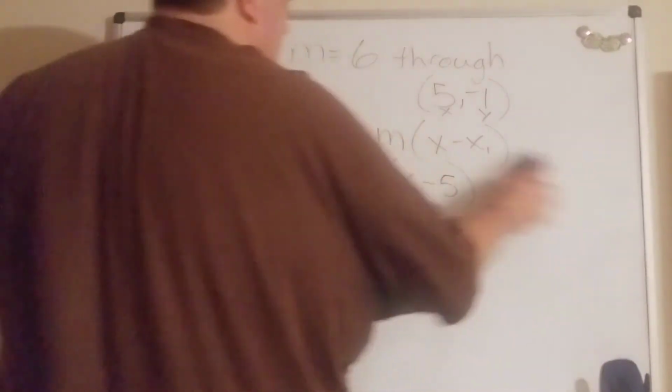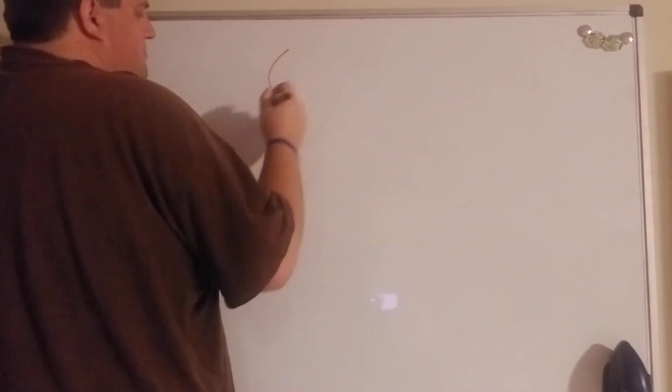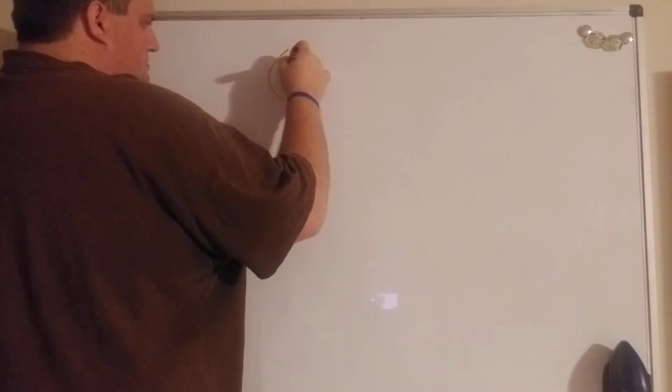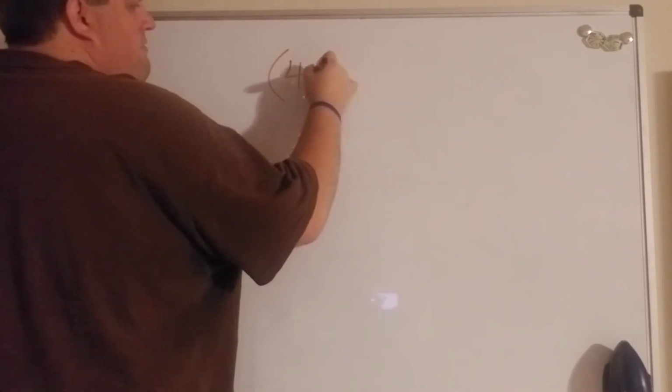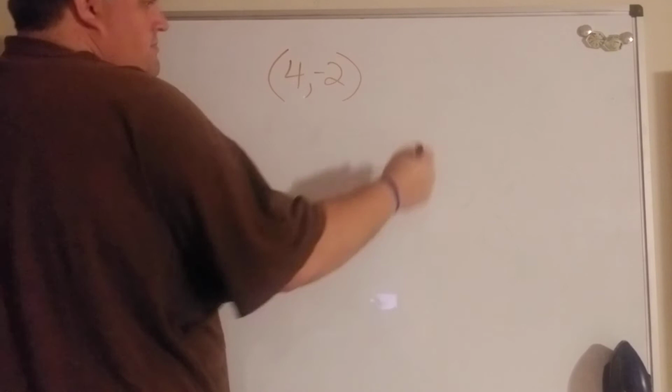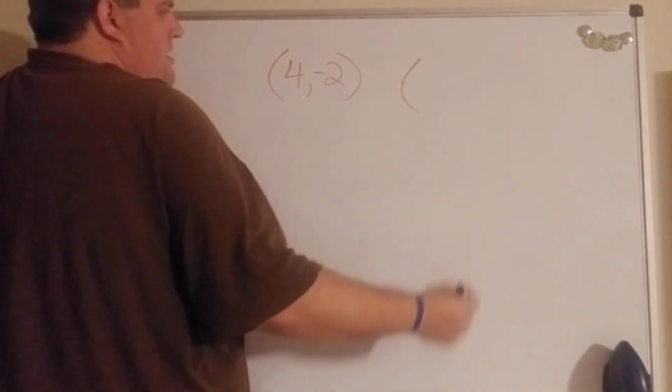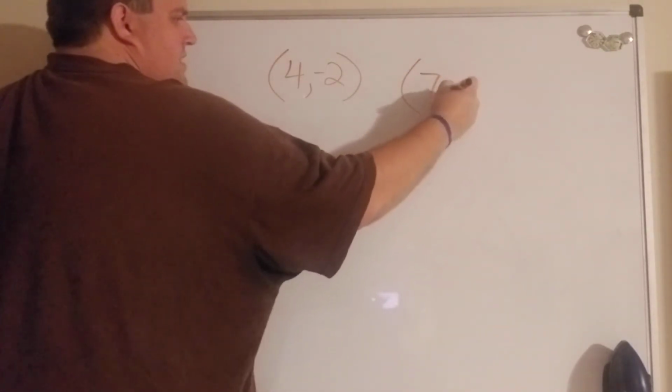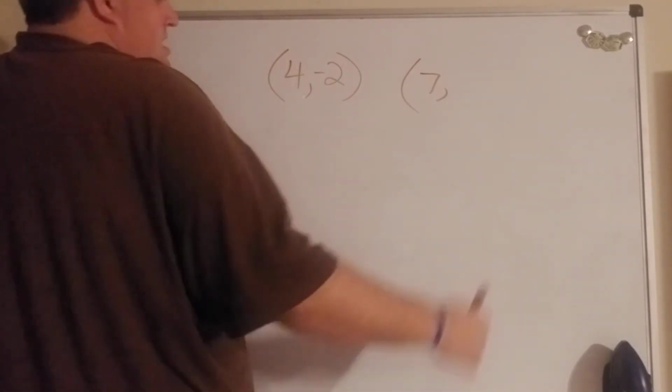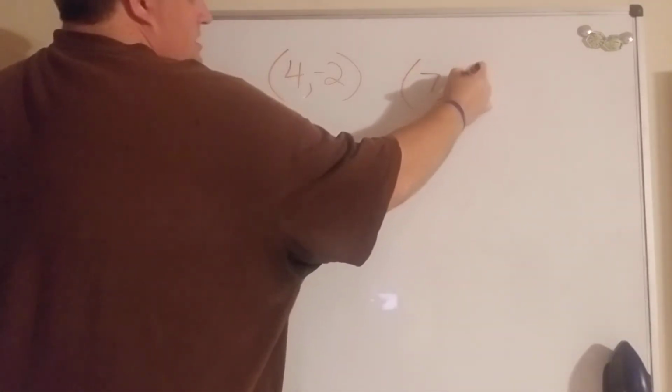So, yeah. So let's say we have 2 points. I'm trying to look at what kind of homework you're going to have, and I just wanted to make sure that you guys will be able to do those from there. So let's say I gave you 4, negative 2, and 7, 10.